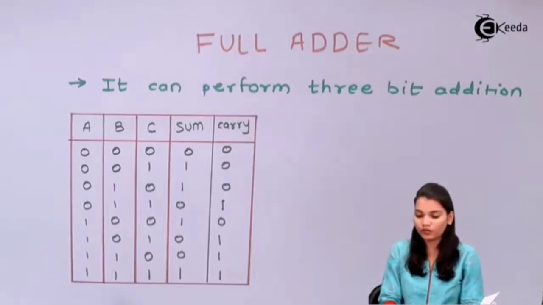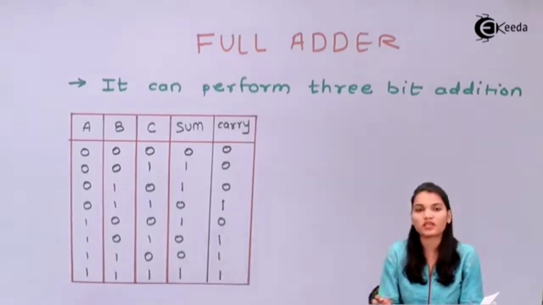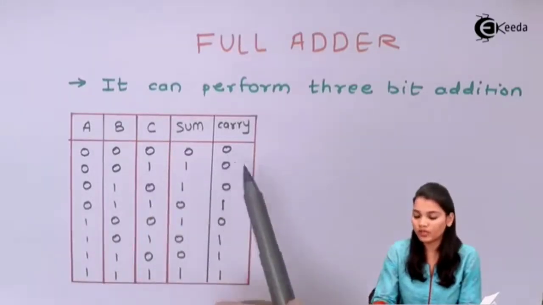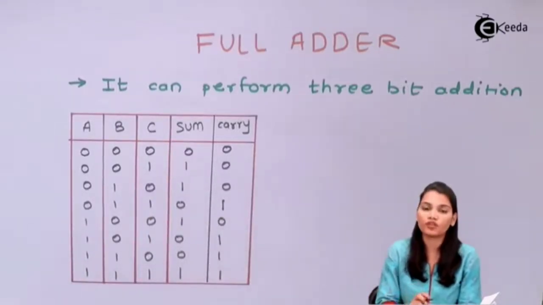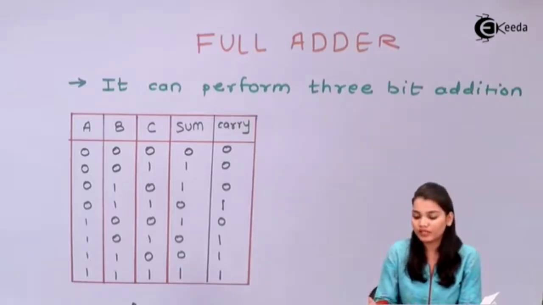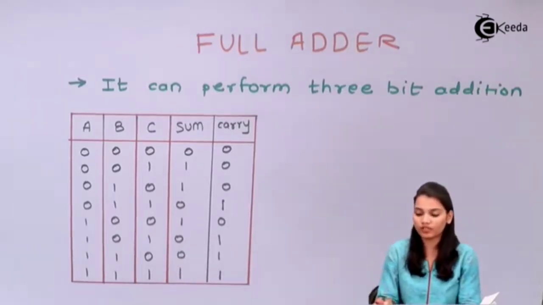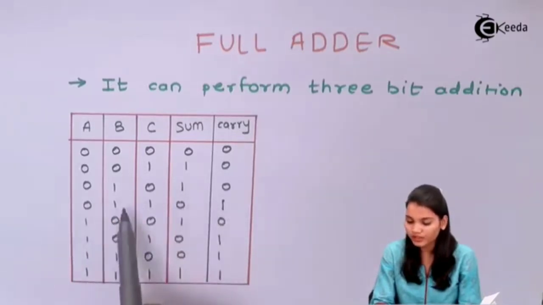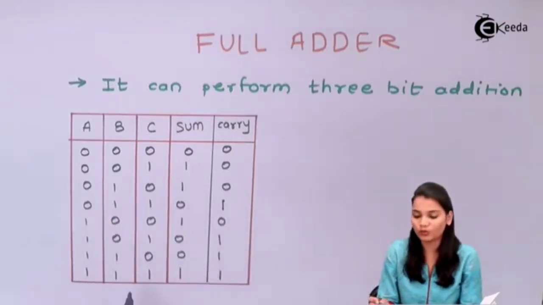So now what we are going to do is construct the basic gate circuits for this truth table. But to construct the circuit with the help of the truth table, we need some equation. So to form the equation, first of all we will see for which input conditions we are getting the carry output as 1.